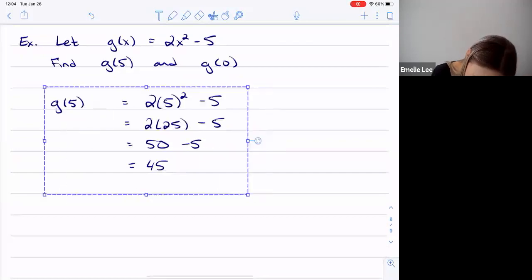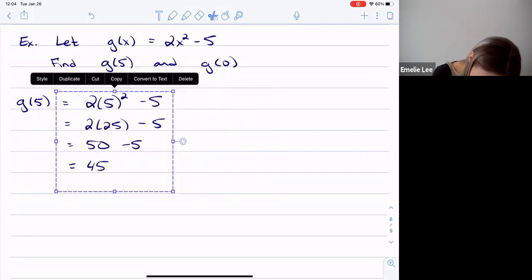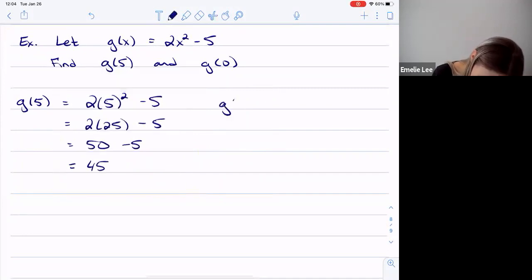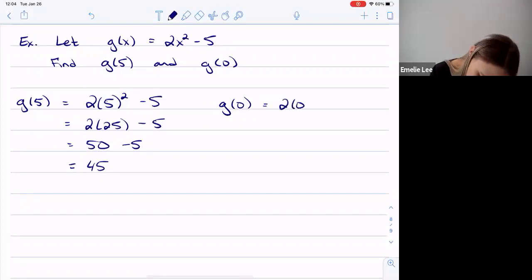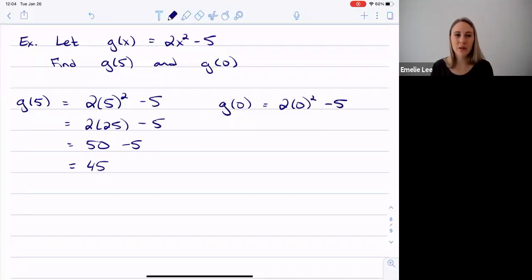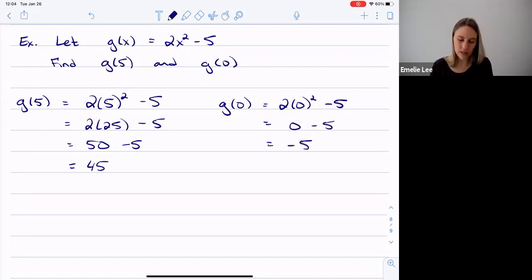And maybe I'll just do these side by side here. Do g of 0 here. So when x is 0, the output is 2 times 0 squared minus 5. 0 squared is 0, times 2 is 0. So an output of negative 5.